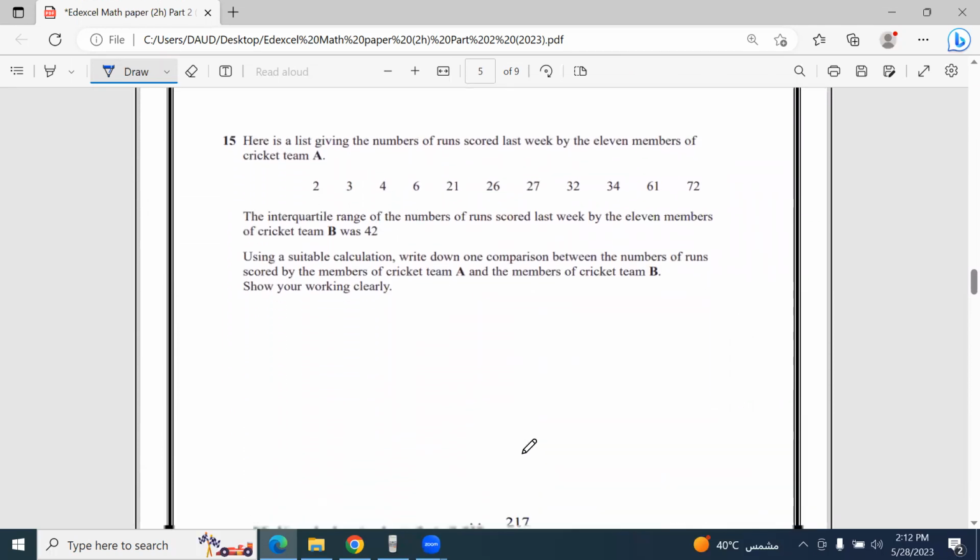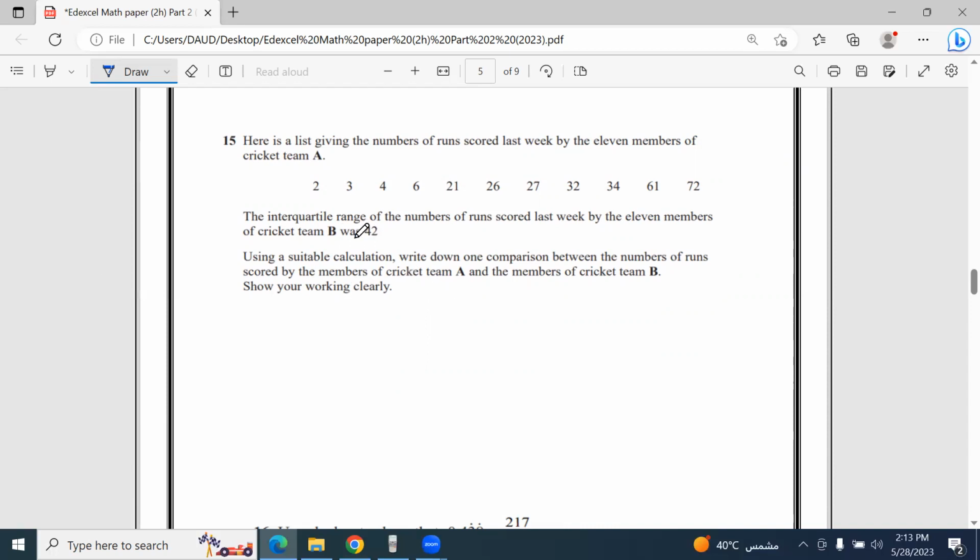Here is a list giving the number of runs scored last week by the 11 members of cricket team A. They are already arranged in ascending order. The interquartile range of the numbers of runs scored last week by the 11 members of cricket team B was 42. We will find the interquartile range of team A, and then compare which is higher.